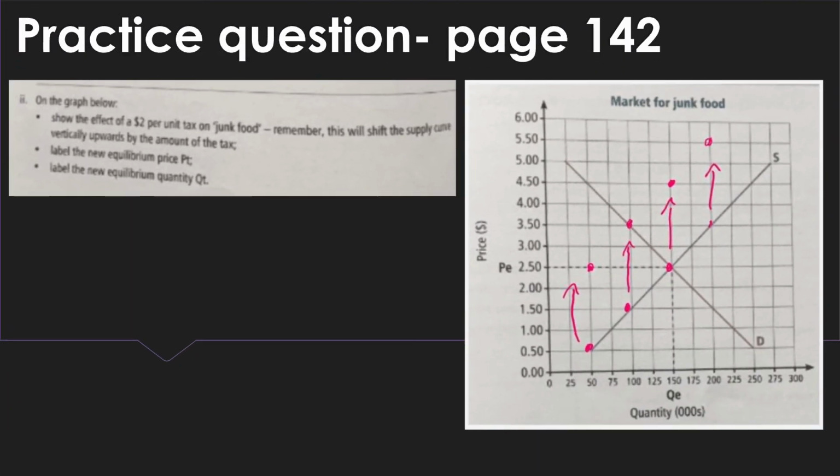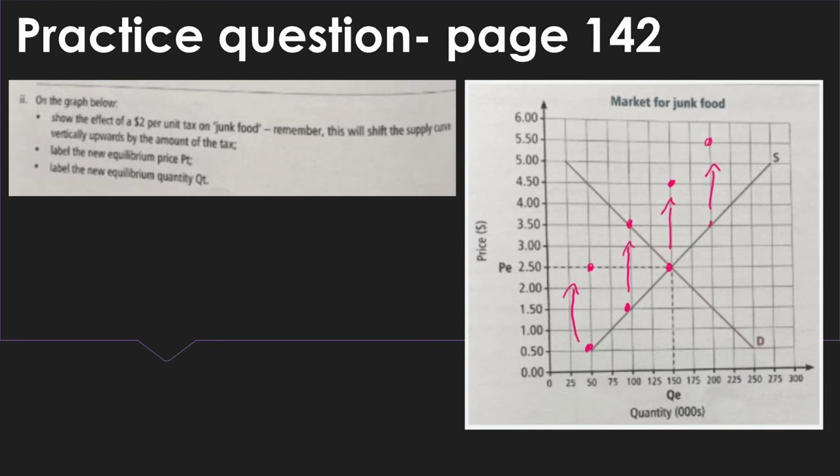So we're going to go through a practice question step by step. This is on page 142. The question says, on the graph, show the effect of a $2 tax on junk food. So remember that we're shifting the supply curve because it's like a cost of production. And so to find our new supply curve with the tax, start at the point.